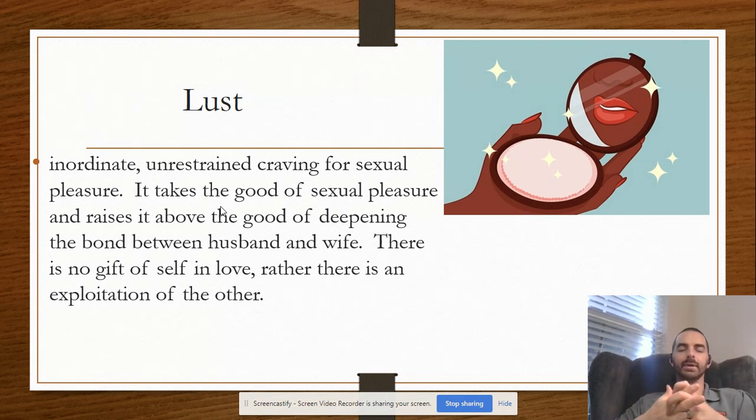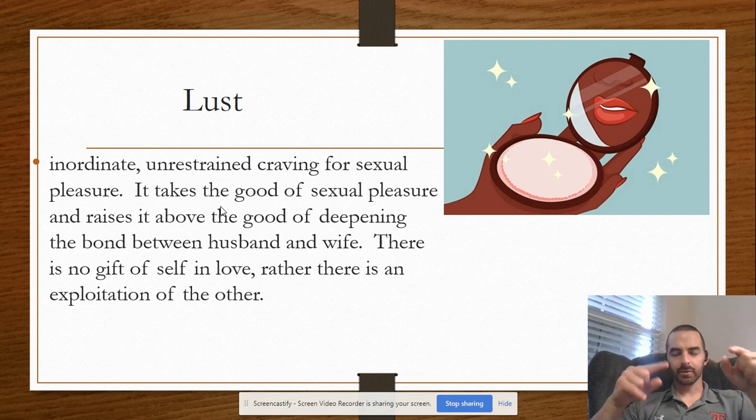We've talked a lot about sexual morality already when we talked about marriage and how you have to be able to control that to authentically love the other person. Lust takes the good of sexual pleasure, raises it above the good of deepening the bond between husband and wife, boyfriend and girlfriend, anybody. You see them as an object of pleasure. You don't see them as a person and their ultimate good rooted in God. There's no gift of self. There's simply an exploitation, a use of the other person. Lust turns a person into an object of pleasure.